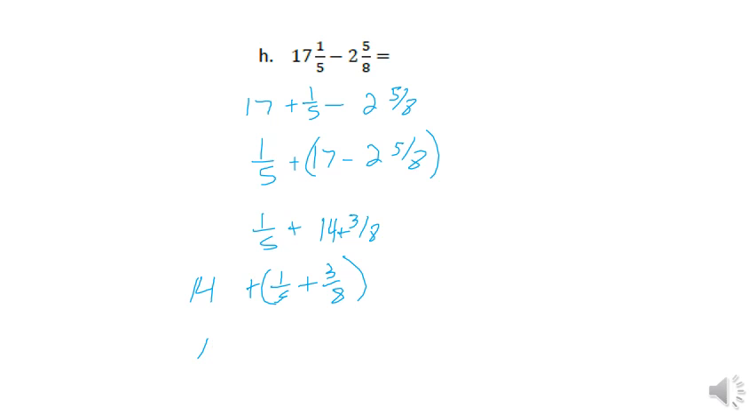We're going to add these two together, so we got 14 plus, and we're going to create equivalent fractions here. Well, we know that 5 times 8 gives us 40. We have 1 times 8 is 8. 3 times 5 is 15, and we know it's 40ths. 5 plus 8 plus 15 is going to give us 23. So 14 and 23 40ths.